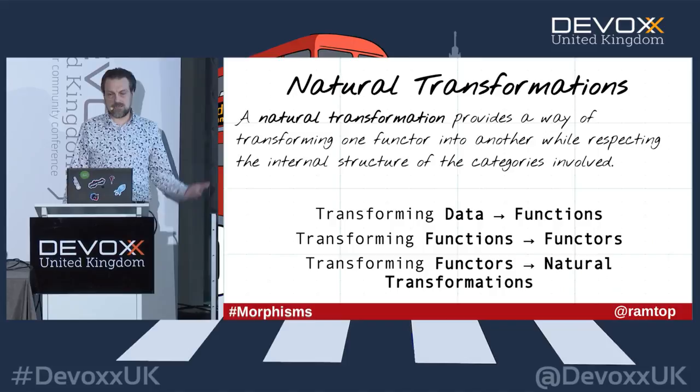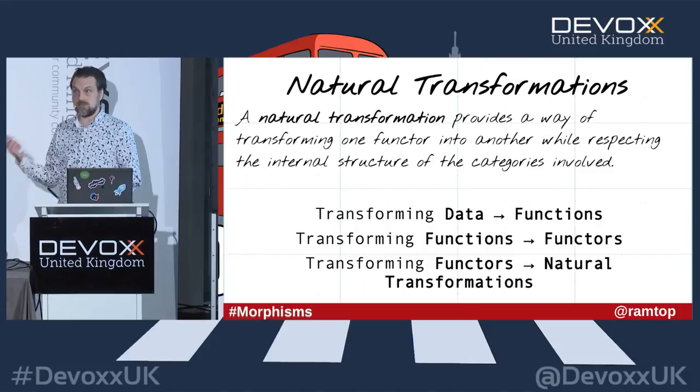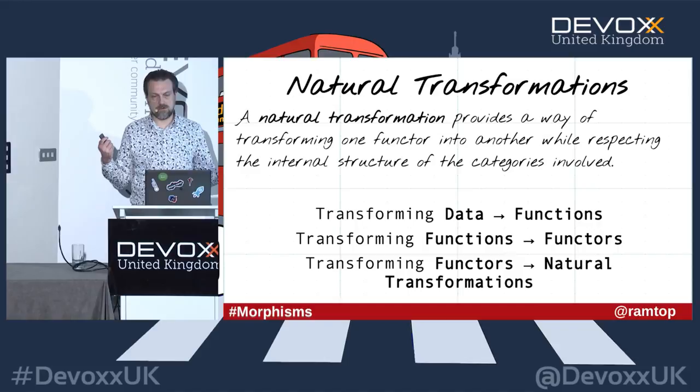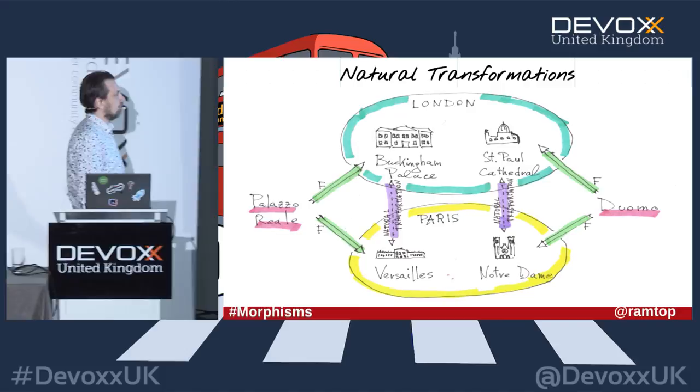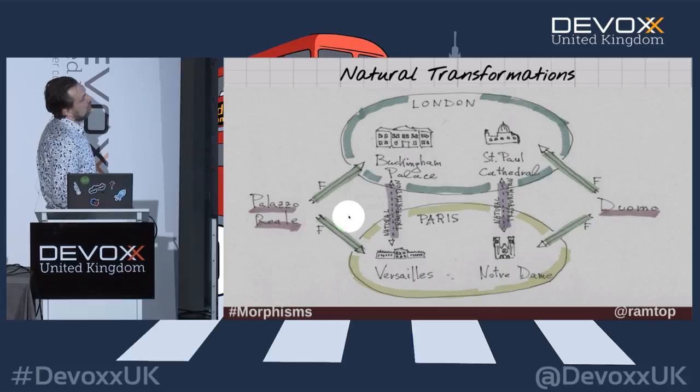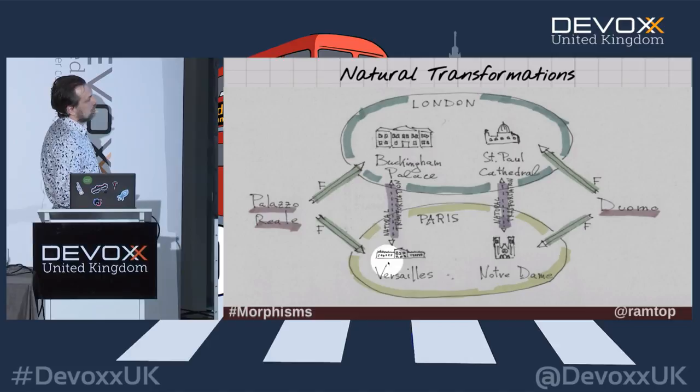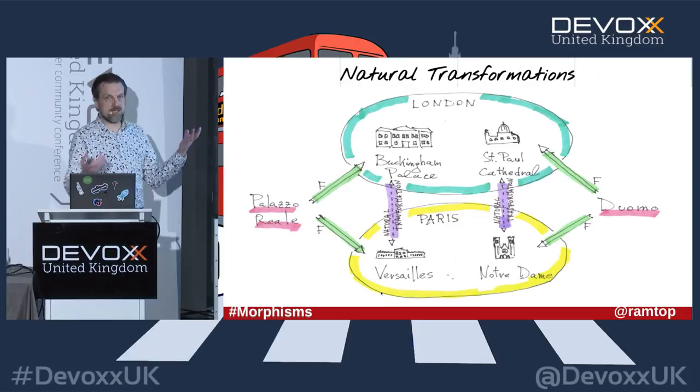And another thing: we transform data using functions, we transform functions using functors, and what if we want to transform functors? We use something that is called natural transformation. I know the naming is terrible, but okay, this is how it is. Basically, to go back to our example, we have the functor that goes to Buckingham Palace, or for example to Paris, to Versailles, and then Duomo goes from St. Paul's to Notre Dame, if we have a category of Paris and a category of London. But if we want to directly transform London to Paris, we apply a natural transformation, and then Buckingham Palace will become Versailles. Because basically the idea is that we take one functor and we transform it into another functor.